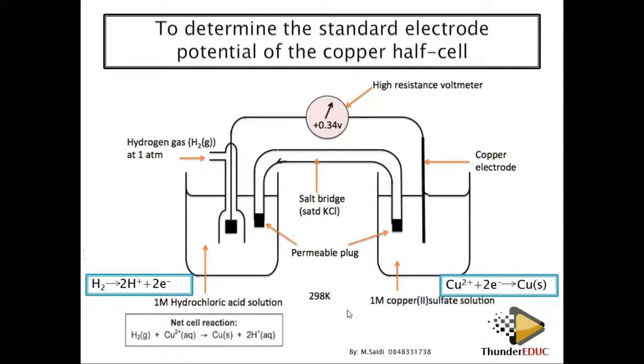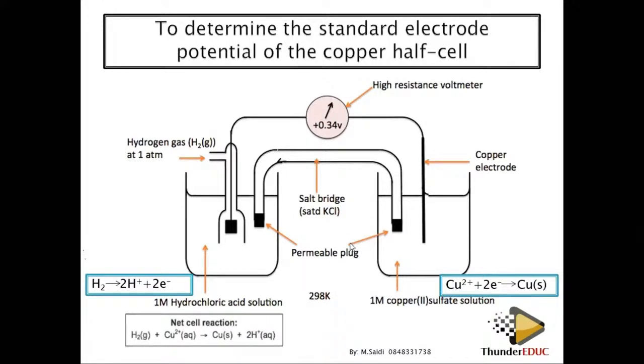So how do I write the cell notation? This is the net cell reaction. This is the half cell reaction, and then this is the half cell reaction for copper. This is the full reaction when I combine them. What about the cell notation? How do I represent this in the form of an equation?